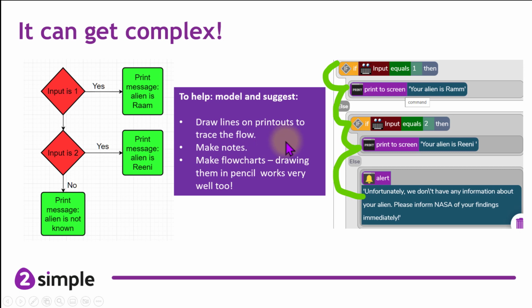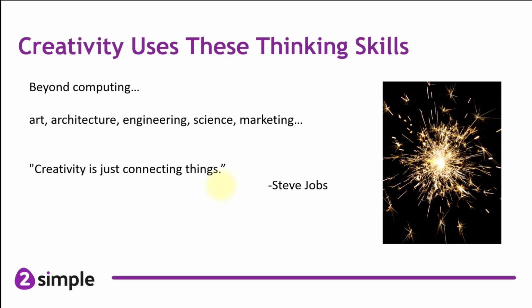Then when it comes to them creating their own versions of these, give them pieces of paper to draw on, to make notes on. They can produce flowcharts like this. If the input is 1, yes, print the message that the alien is Ram, or no, then check that the input is 2. If it is 2, then print the message as Rini, and if it's not, then print the message that the alien is not known. So it's really important that you give children these opportunities to develop their logical thinking so that they can go ahead and solve things like the alien Guess Who when they are in Year 6.